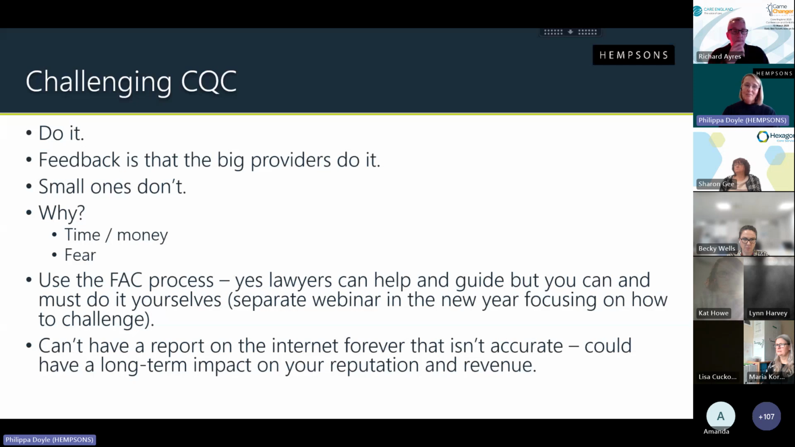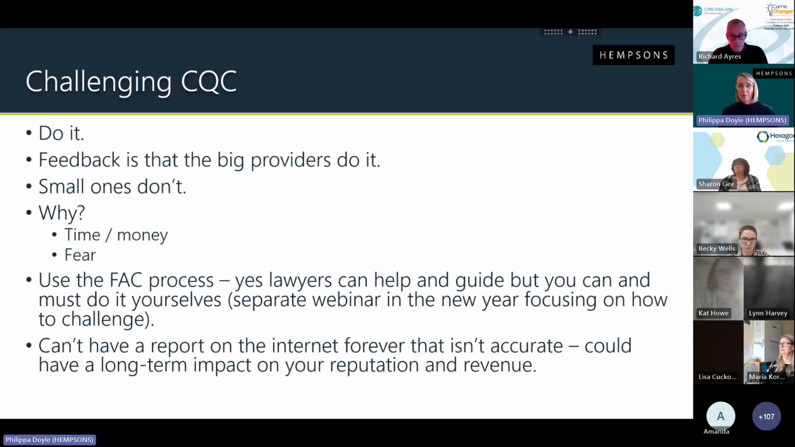It could have a massive long-term impact on your reputation, but it can also have a really big impact on your revenue as well. I'm working with a provider at the moment who's put an awful lot of time and money into turning their service around, and it really is a good service, but the draft report has come out as RI. And there's only a couple of points where we really need to push it just to get them over that percentage point to get them up to good. But if we can't get them up to good, then their insurance costs are going to double.